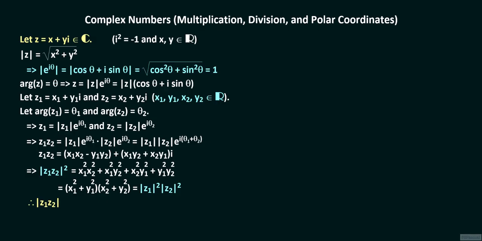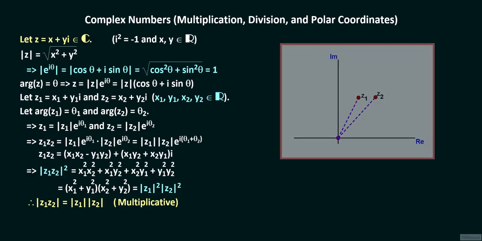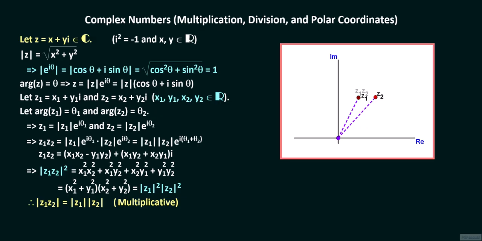Therefore, the absolute value of the product of z sub 1 and z sub 2 equals the product of the absolute values of z sub 1 and z sub 2, so that we can refer to the absolute value as a multiplicative operator. Multiplication by the absolute value of z sub 2 could be a dilation or a contraction. We have a dilation if the absolute value of z sub 2 is greater than 1. And we have a contraction if the absolute value of z sub 2 is less than 1.